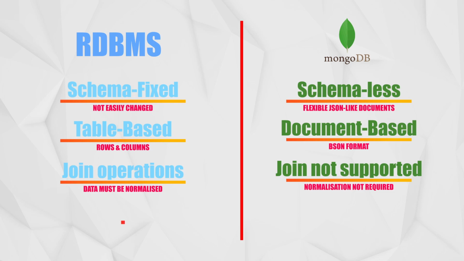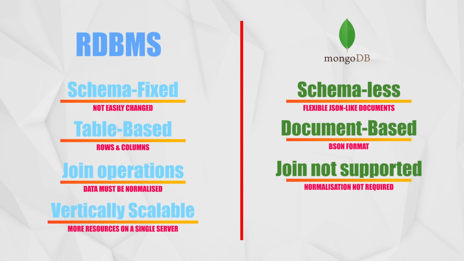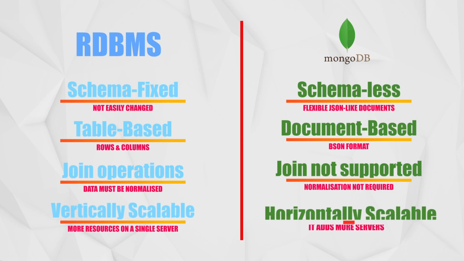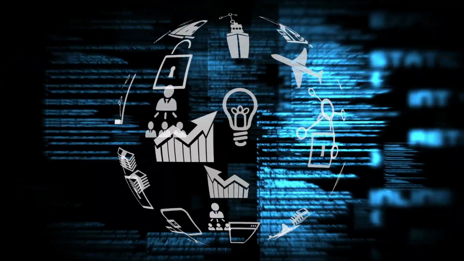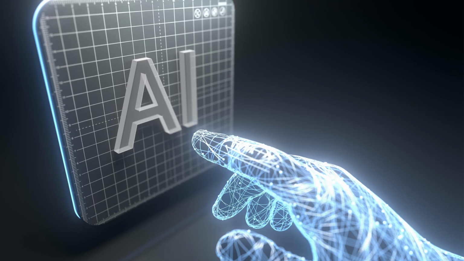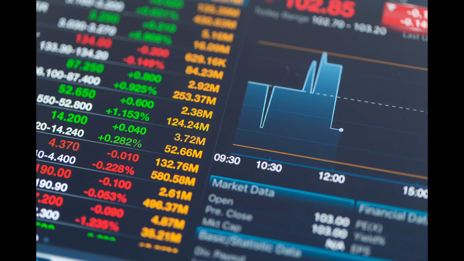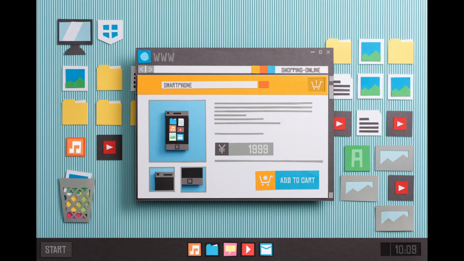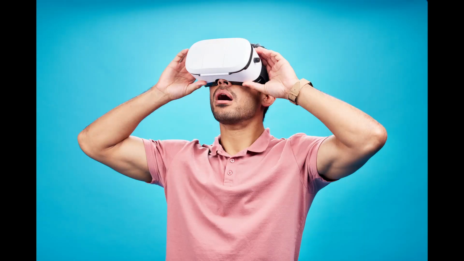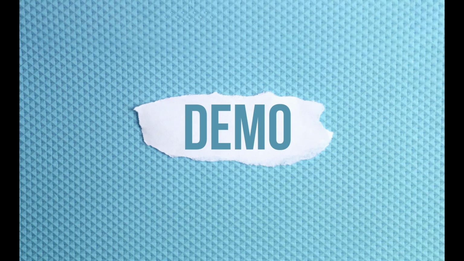Relational database is designed to be vertically scalable by adding more resources on a single server. MongoDB is designed to be horizontally scalable, increasing its performance by adding more servers. MongoDB has diverse applications: big data, artificial intelligence, mobile apps, real-time analytics, Internet of Things, gaming, web applications, serverless development, and much more. Now, time for a demo.